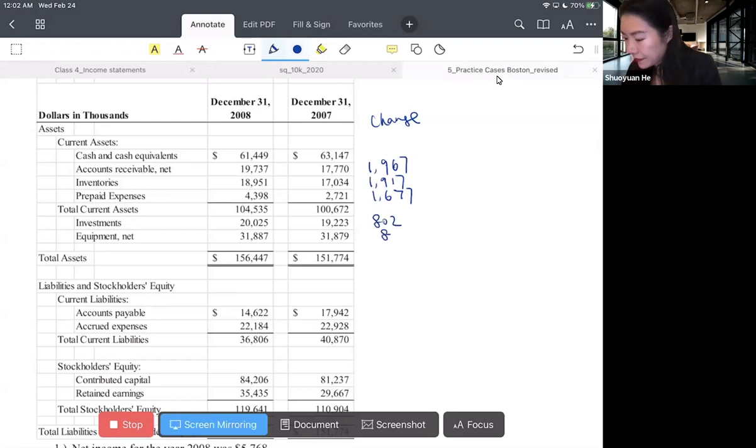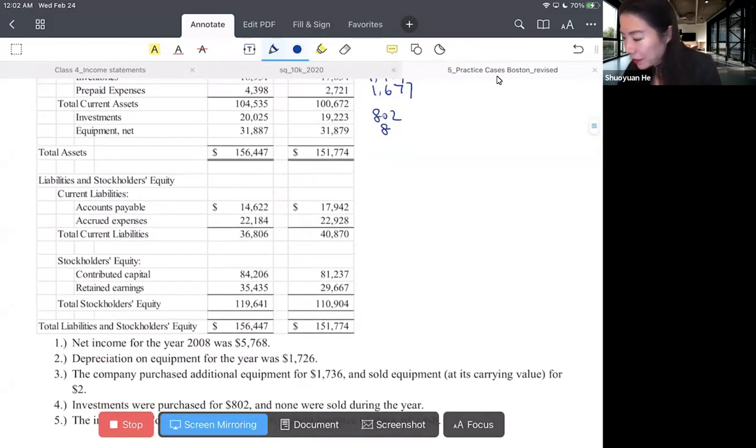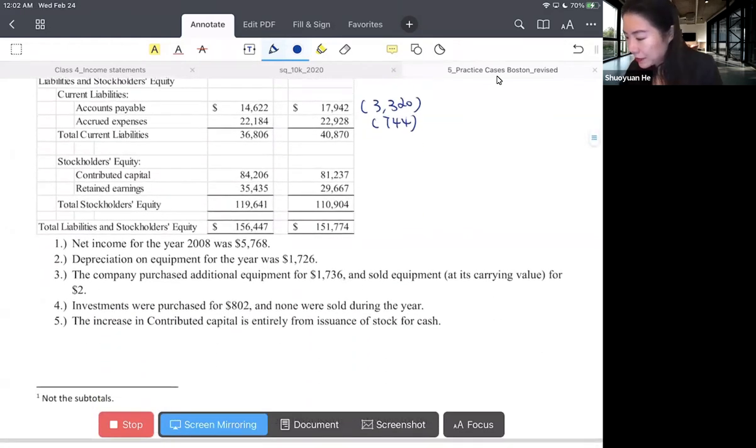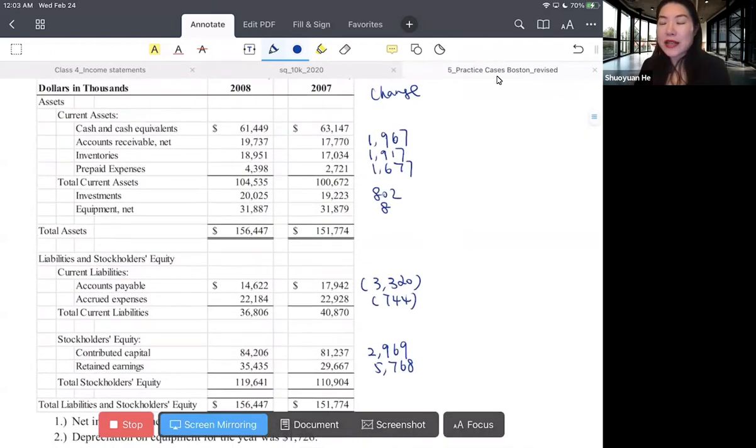equipment, account payable, accrued expense, contributed capital, retained earning. So just take all of your balance sheet items. You don't need to worry about cash, but for all of the non-cash balance sheet items, calculate the change during the year of those accounts.